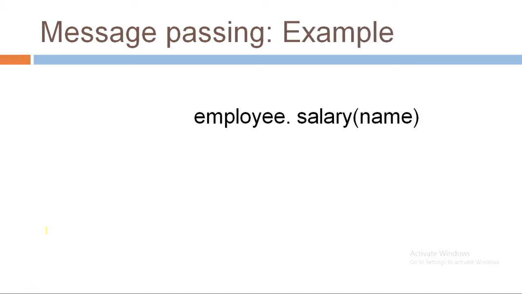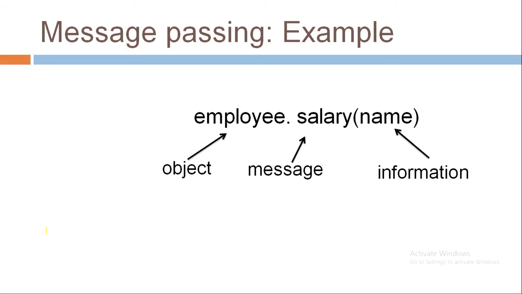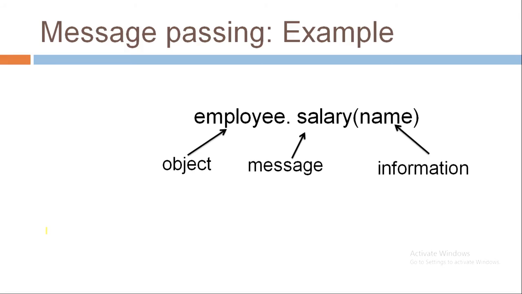So let's see the example. This one is the example in which we can see employee dot salary, with name in brackets. Here salary is the name of a function and name is the attribute, which is the argument passed to the function salary. So we can say salary is the message here, which has the information name, and it is being called by the object employee. That means the class employee has an object named employee and it is calling the function salary with the argument name. That is the object, message and information in message passing.